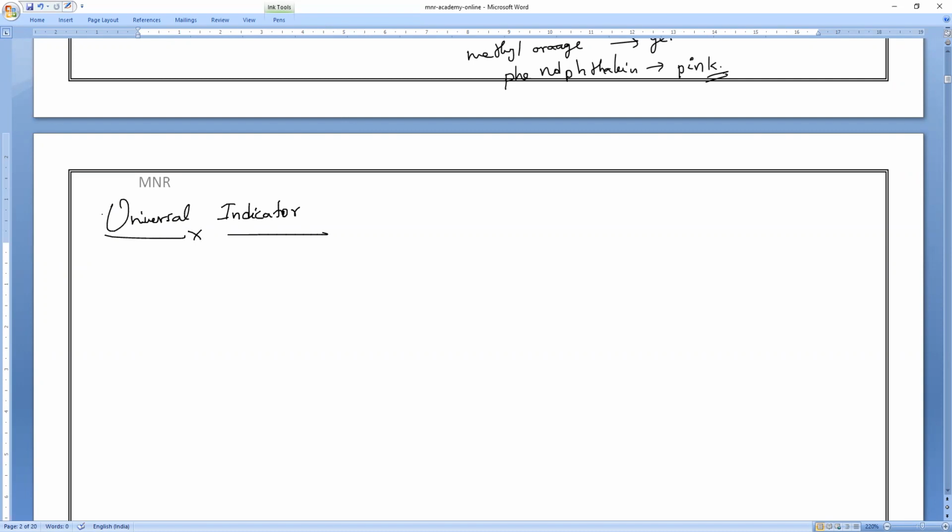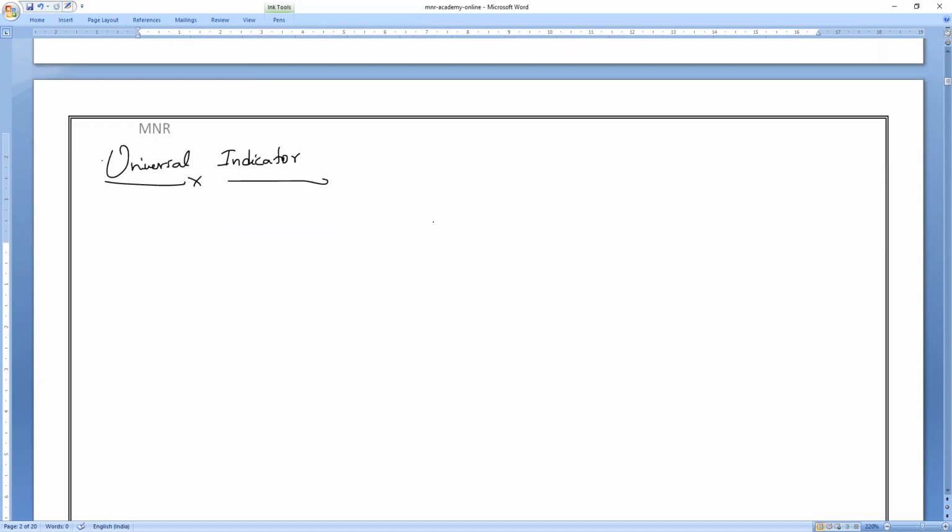All of you write. Universal indicator. The common indicators cannot tell us the relative strength of acids or bases. Relative strength means, what do you mean by relative strength? Any one of you can explain? Strength of H plus ions.